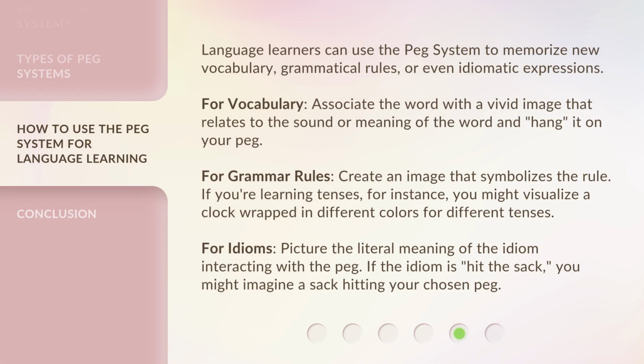Language learners can use the PEG system to memorize new vocabulary, grammatical rules, or even idiomatic expressions. For vocabulary, associate the word with a vivid image that relates to the sound or meaning of the word and hang it on your peg. For grammar rules, create an image that symbolizes the rule. If you're learning tenses, for instance, you might visualize a clock wrapped in different colors for different tenses. For idioms, picture the literal meaning of the idiom interacting with the peg. If the idiom is hit the sack, you might imagine a sack hitting your chosen peg.